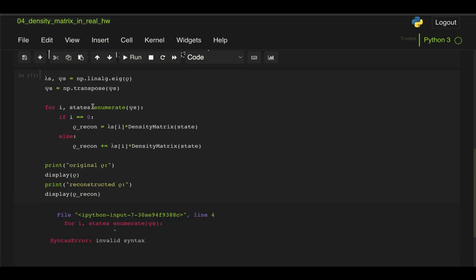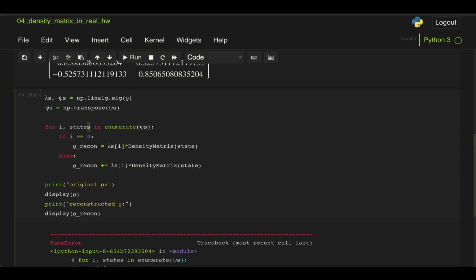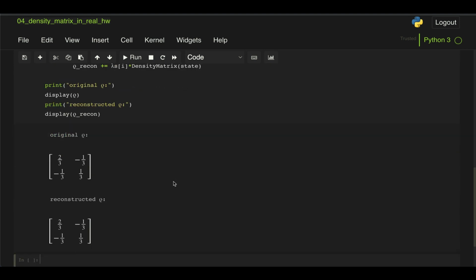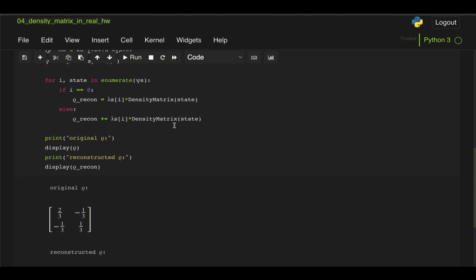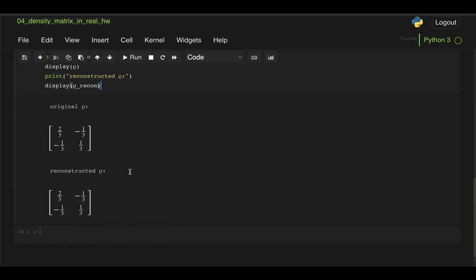And here I forgot to put it in, and here I used states instead of state. And here we have it. So our original matrix and our reconstructed matrix are identical, which means that this decomposition works well.